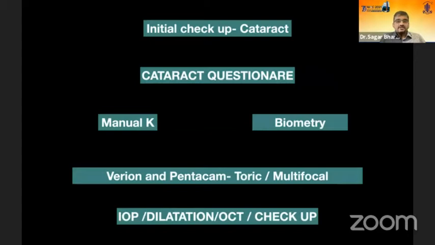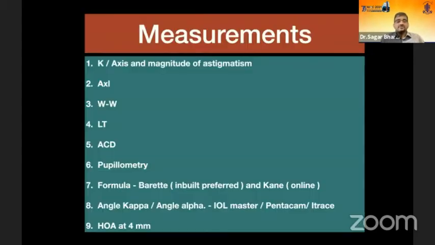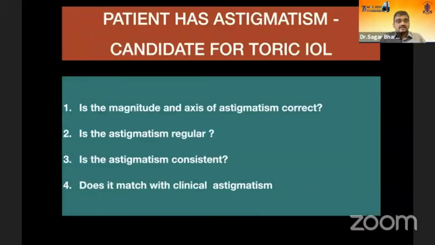After that, the patient undergoes a manual keratometry and a biometry. Then, if fit for toric and multifocal, he undergoes Verion and Pentacam. After that, the patient undergoes IOP measurement, dilatation, and then further retinal checkup, and if required, OCT also. So these are the measurements we are looking at if you're thinking about premium IOLs and getting things right. Let's see one by one.